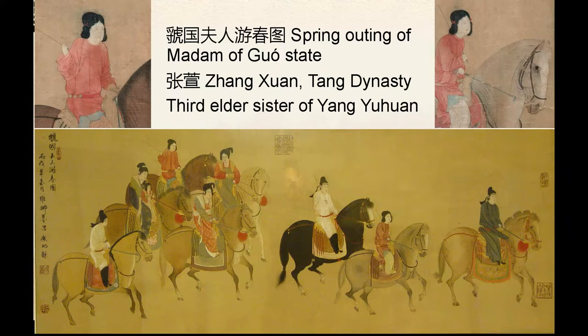2 aristocratic ladies in the middle went for a spring outing, riding on horses, well dressed, accompanied by many attendants, 3 horses in front and 3 horses behind. All the 9 figures here were female, including 7 beauties, 1 mother, and 1 little girl.